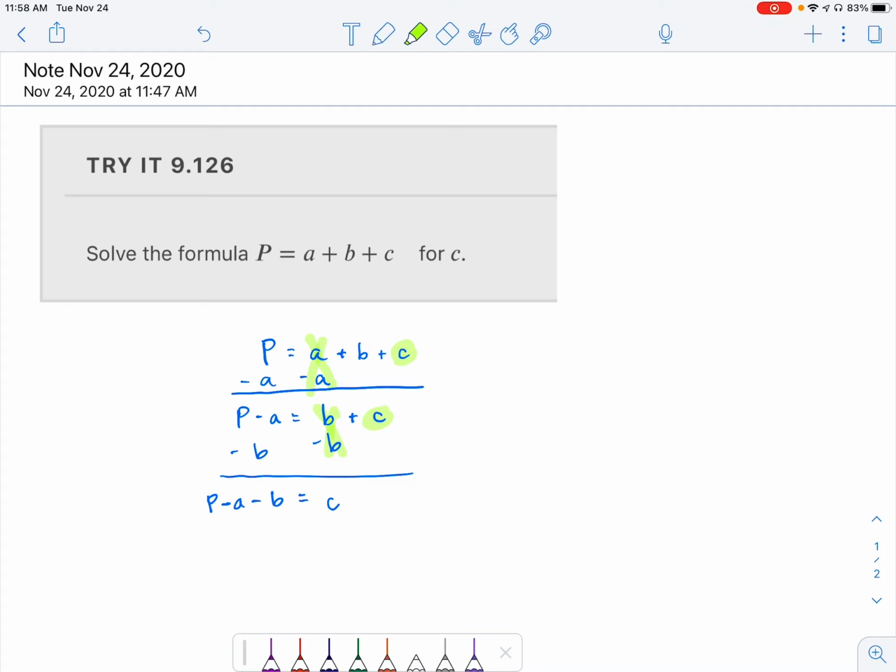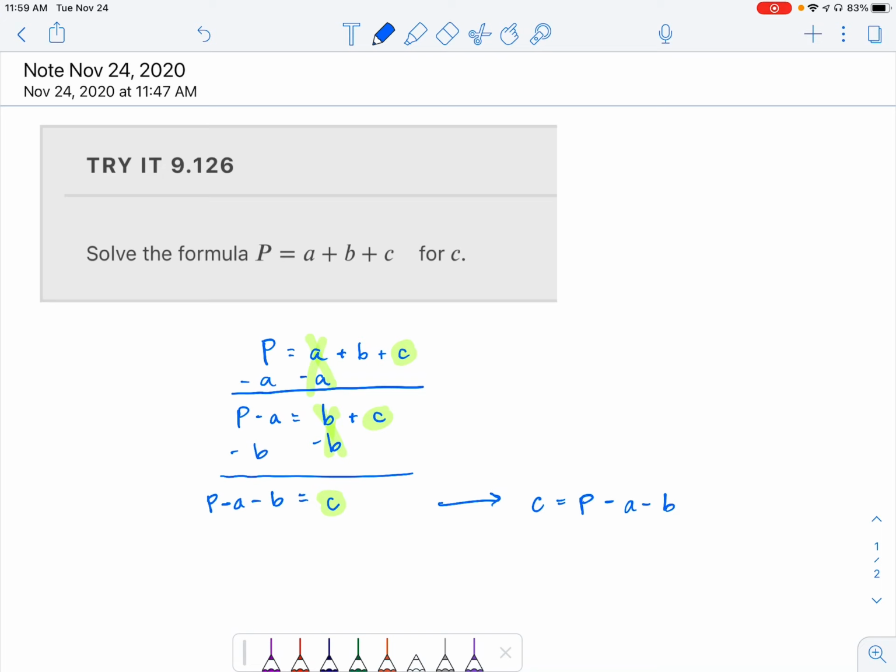But now I've set out what I wanted to do, right? C is by itself. That's what I wanted. I wanted to find out what C was. And what I can see is that C is equal to P minus A minus B. So if I wanted to enter this as a formula into, say, a spreadsheet or some other program, I'd probably turn this around and put the C first and write it as C equals P minus A minus B. And so I have successfully solved this for C.